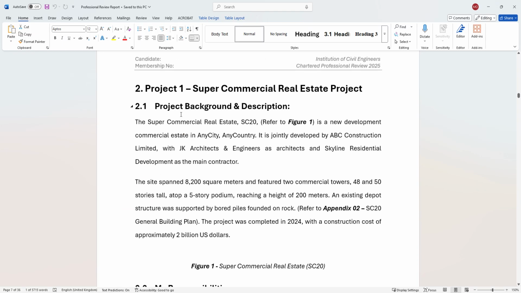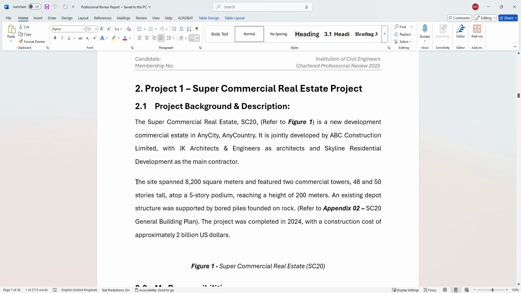Now we go to section 2, project 1, so the super commercial real estate project. You start by giving a background and description under 2.1. So this tells us exactly what the project is all about. It tells us the company. It talks about the budget, so how much was involved. Approximately $2 billion worth of project.